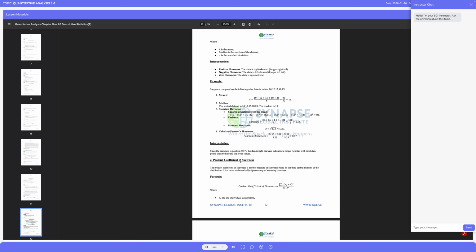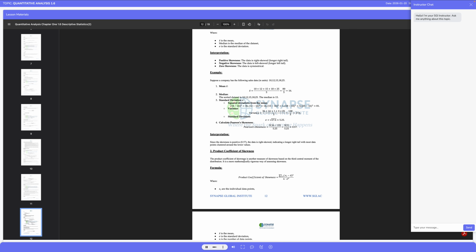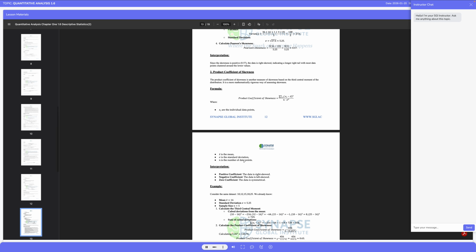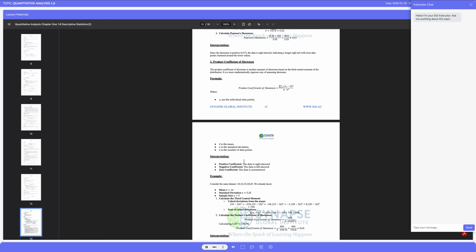The product coefficient of skewness is calculated by taking the sum of the cubed deviations of each data value from the mean, dividing this sum by the number of observations multiplied by the standard deviation cubed. Because this measure involves cubed deviations, it is particularly sensitive to extreme values and provides a detailed assessment of asymmetry.